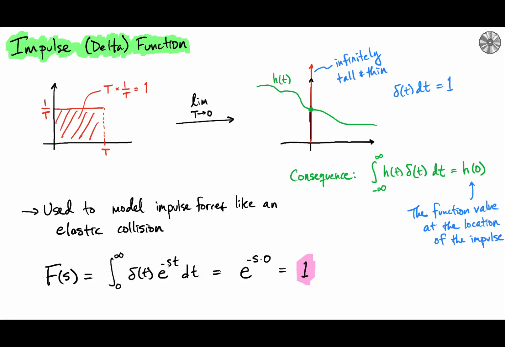And so if we calculate the Laplace transform of this, we get the integral of delta times e to the minus st, and that's equal to simply just 1. And so the Laplace transform of the delta function is 1.